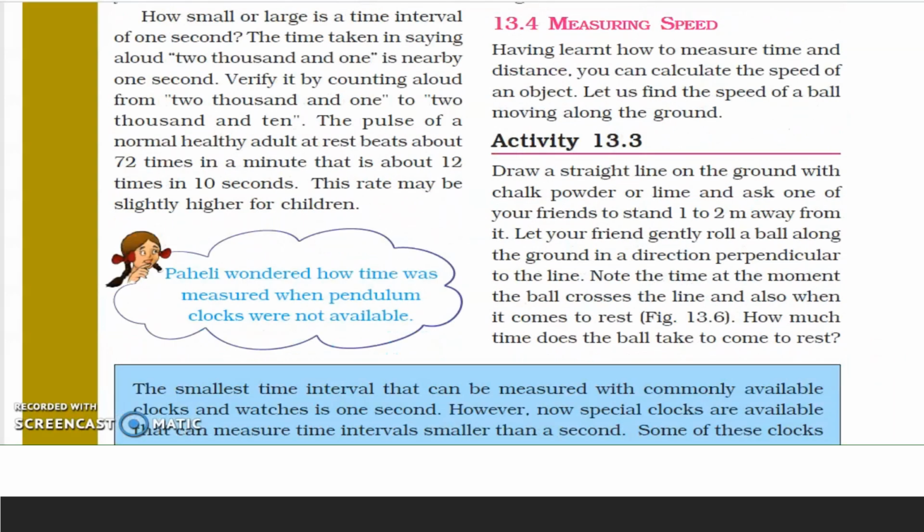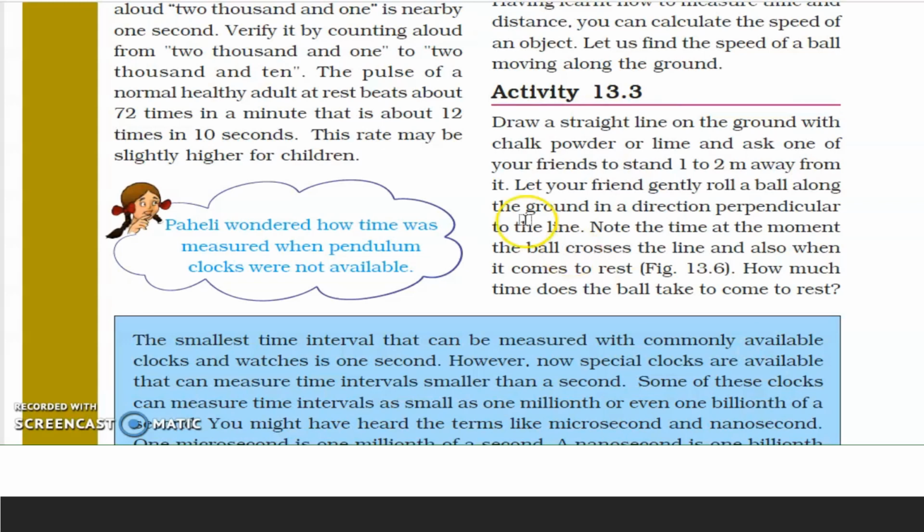You can draw a straight line on the ground with chalk powder or lime and ask your friend to stand 1 to 2 meters away from it and gently roll a ball along the ground in a direction perpendicular to the line. Note the time at the moment the ball crosses the line and also when it comes to rest. By calculating the total distance and the total time taken by the ball to cover that distance, you can easily measure the speed of the ball. That is how we measure speed.